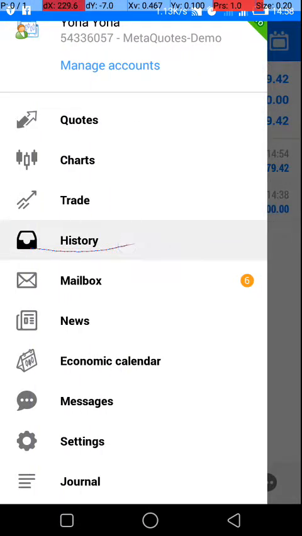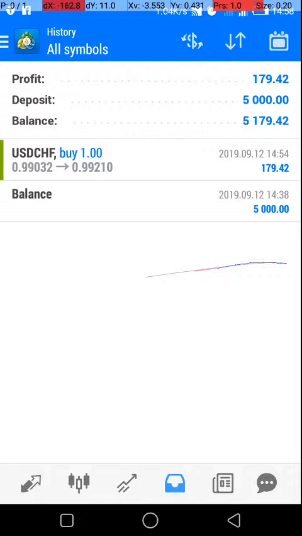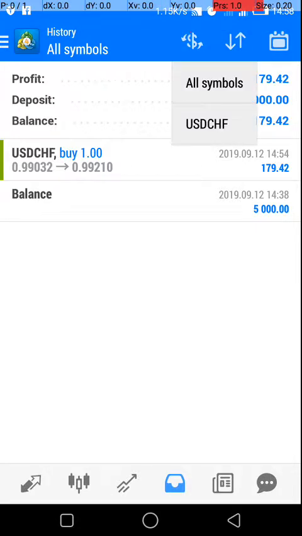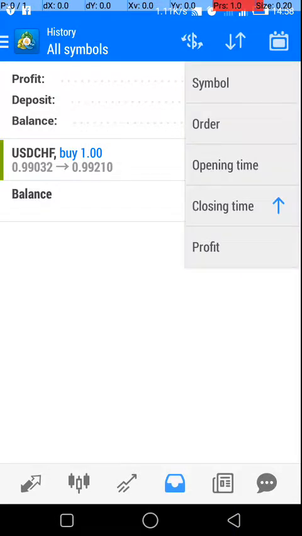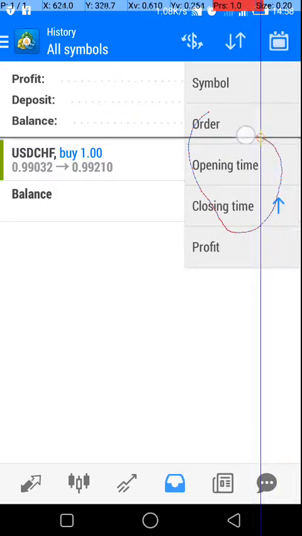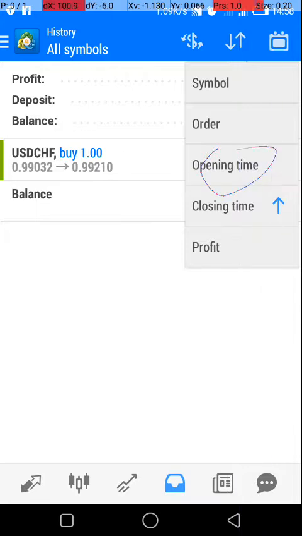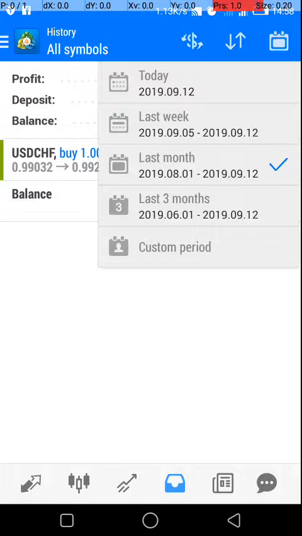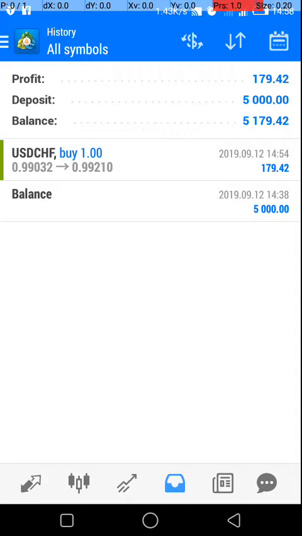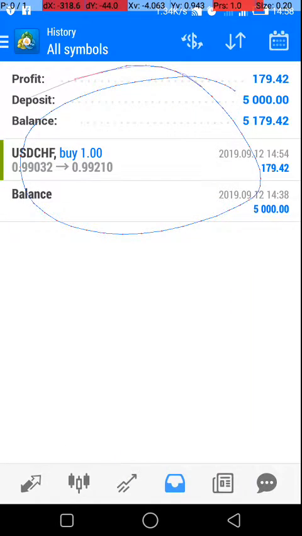I have history right here, and you can switch between different currencies or symbols. You can switch how the list is arranged: the opening time, closing time, profit. And from today, what's the period you want to see your history from? Last week, maybe the last 3 months. You can switch it. Now we are done with this part. Congratulations again. Let's go to another part.